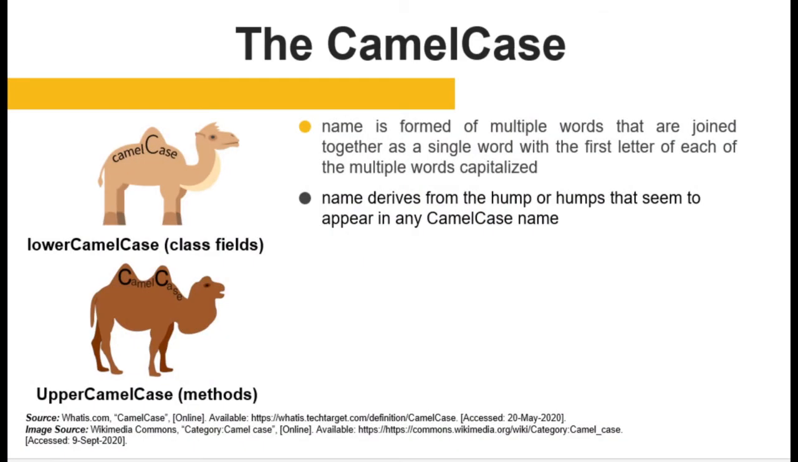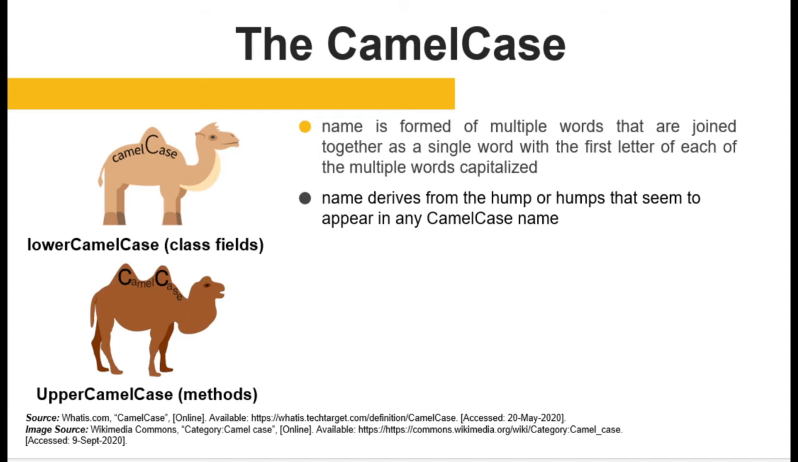Towards finishing the course, we will use CamelCase for the naming convention when defining class fields, specifically the lower CamelCase for defining class fields and upper CamelCase for defining method names. CamelCase is a naming convention in which a name is formed of multiple words that are joined together as a single word with the first letter of each of the multiple words capitalized so that each word that makes up the name can easily be read.